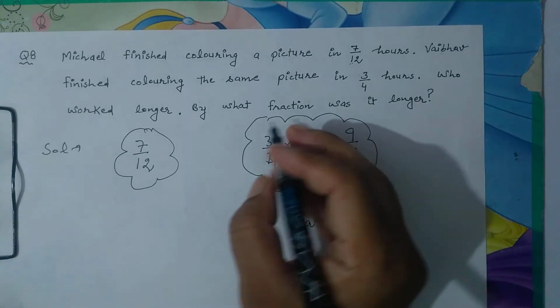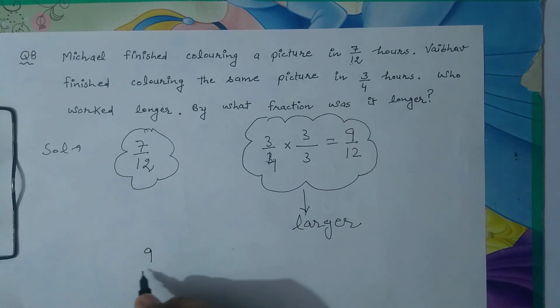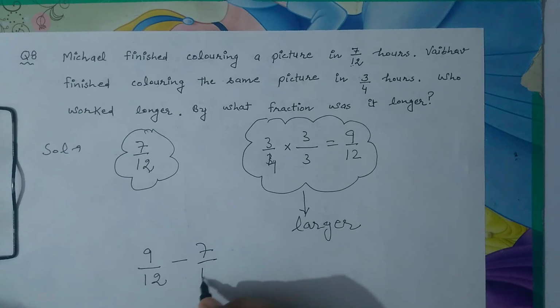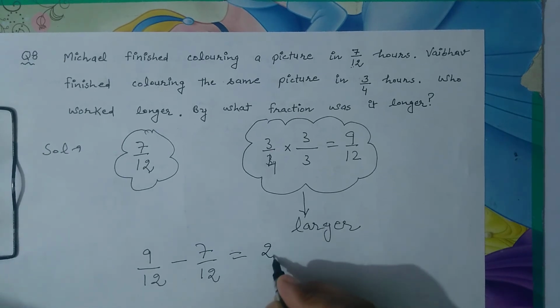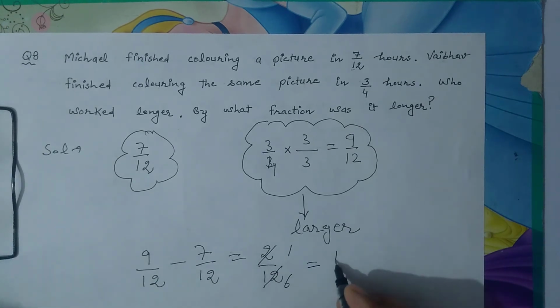Okay, by what fraction was it larger? We subtract here. 9 upon 12 minus 7 upon 12. The answer is 2 upon 12. We can divide by 2, so 1 upon 6.